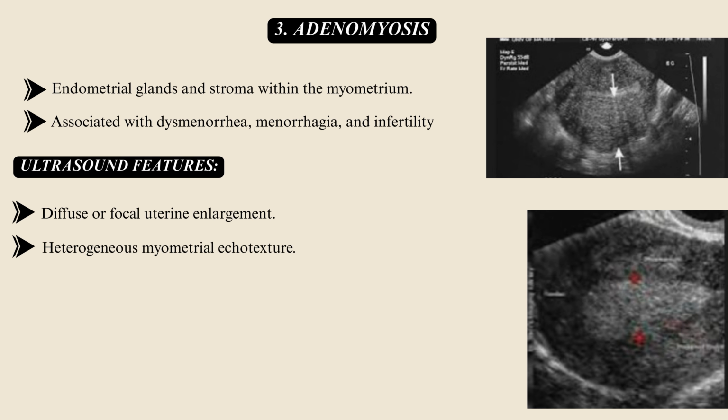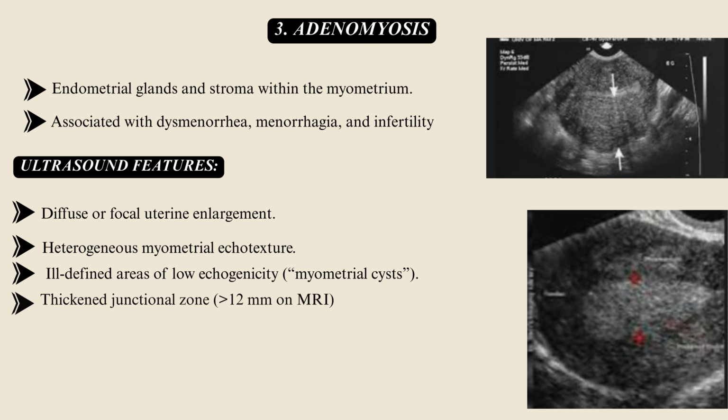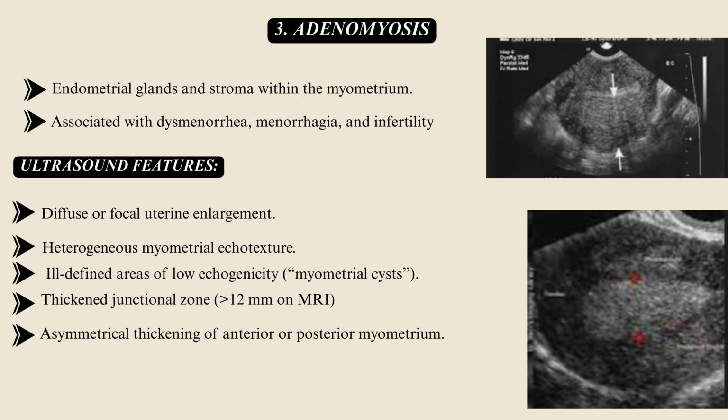heterogeneous myometrial echotexture, ill-defined areas of low echogenicity, myometrial cysts, thickened junction zone more than 12 millimeter on MRI, and asymmetrical thickening of anterior or posterior myometrium.